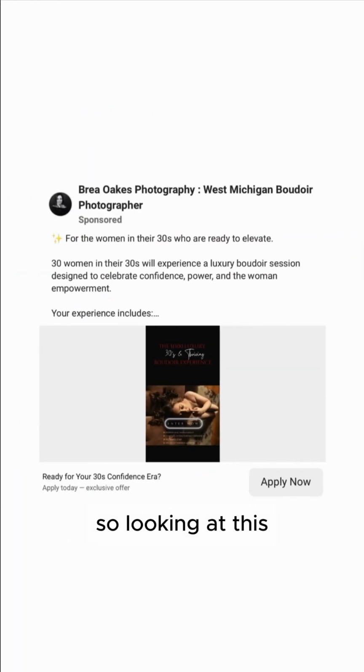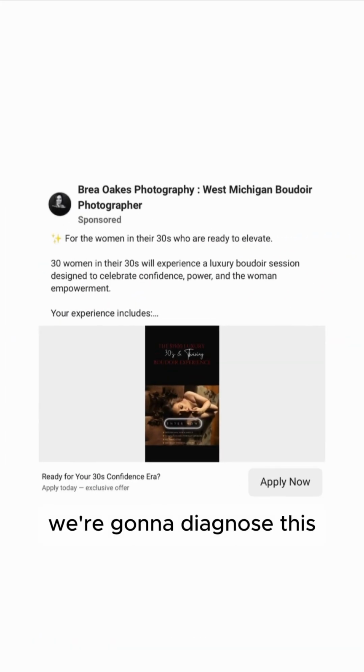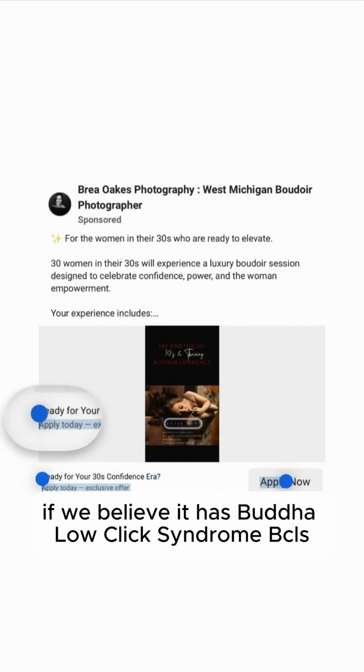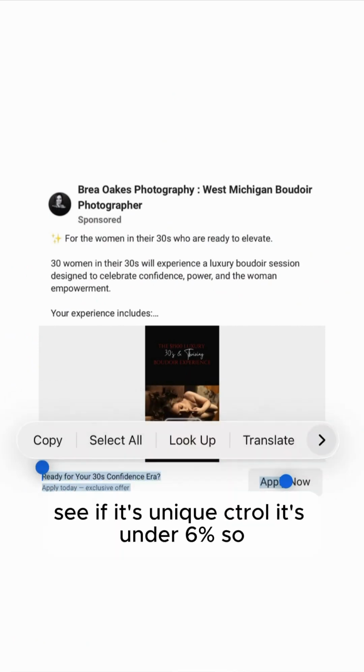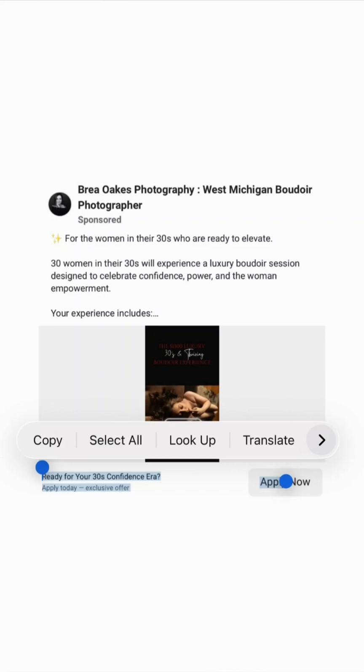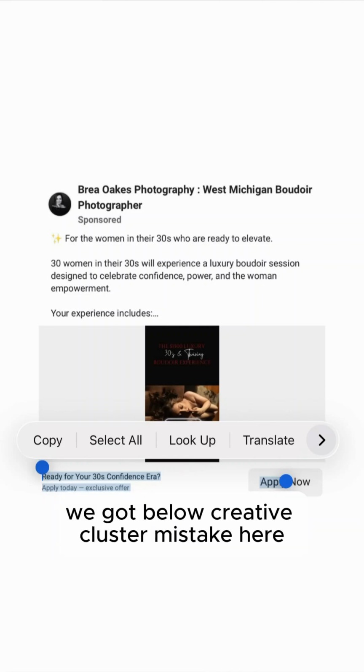So looking at this, we're going to diagnose if we believe it has Boudoir low click syndrome, BLCS. See if its unique CTR is under 6%. We've got a creative cluster mistake here.